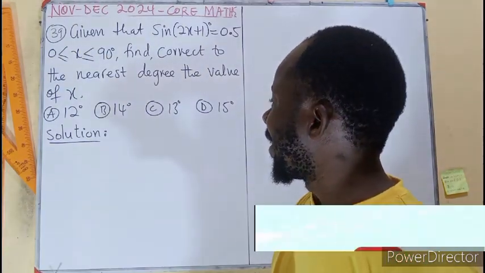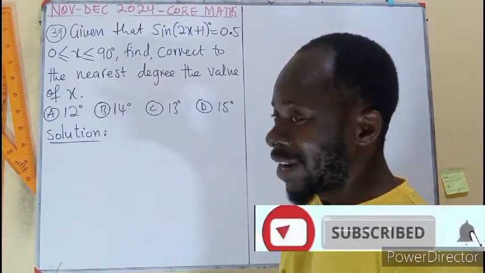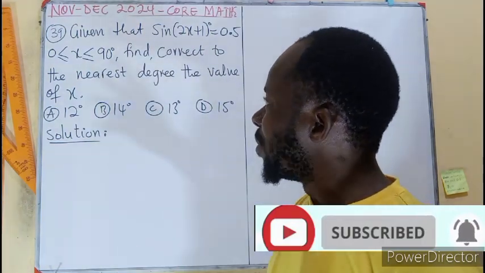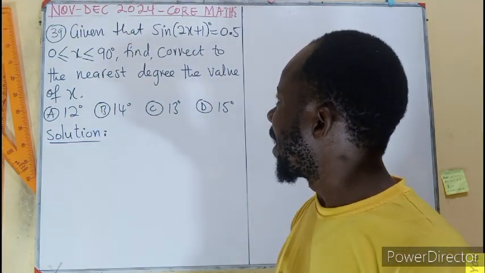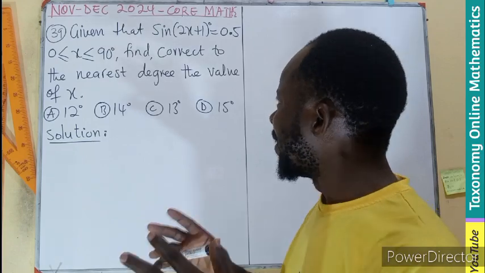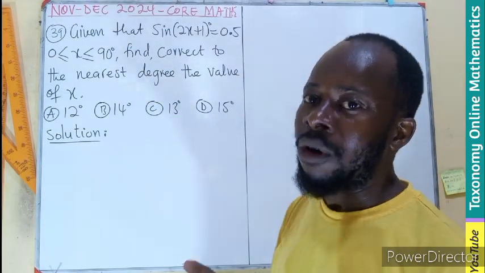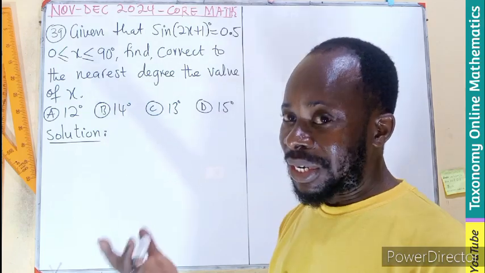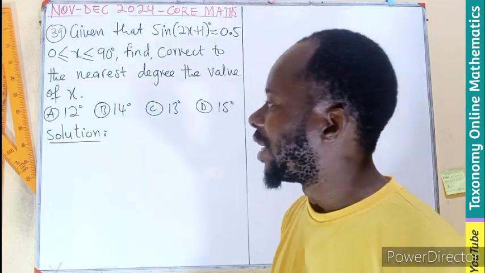Given that sine(2x + 1)° = 0.5, where x is between 0 and 90, we have to find, correct to the nearest degree, the value of x. So this is one of the applications of the trig ratios we can deal with.